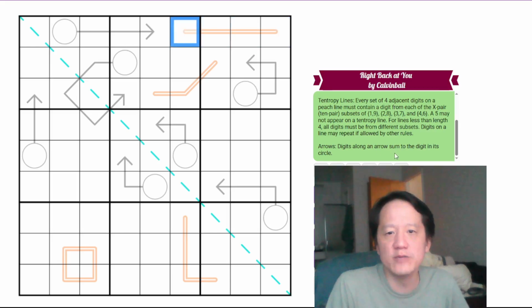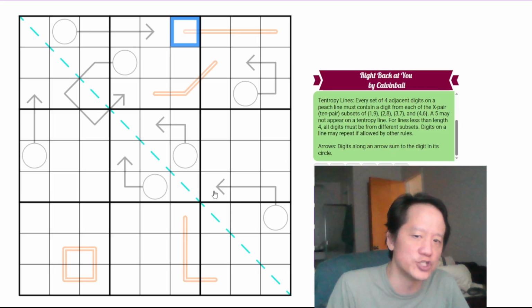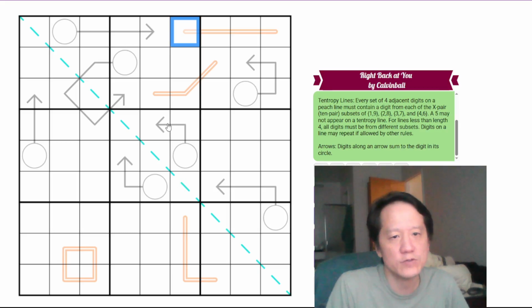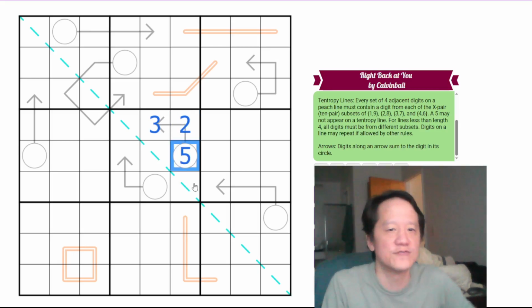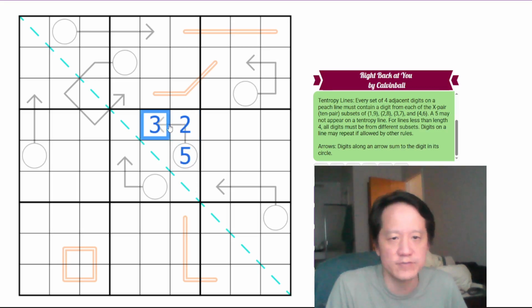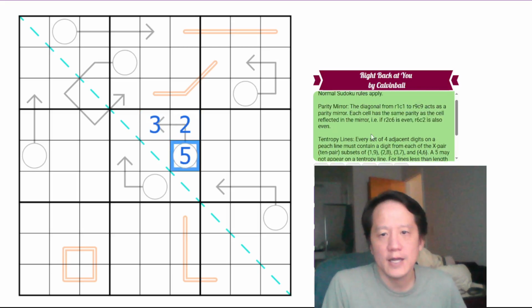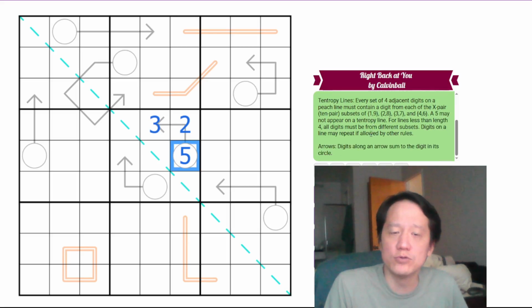And then finally, we have arrows, where digits along an arrow sum to the digit in its circle. So as an example, you could have something like 3 and 2 here, and that would then make this 5, because 3 and 2 would have to add up to 5 here. And those are all the rules. If you'd like to play along, there's going to be a link in the description. And now, I'm going to get started.